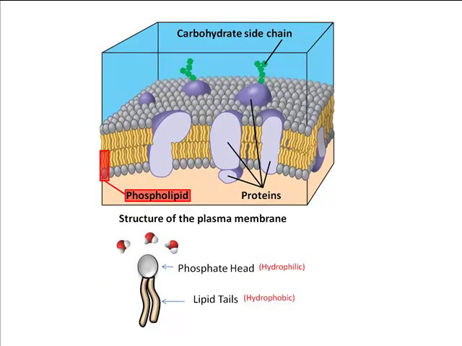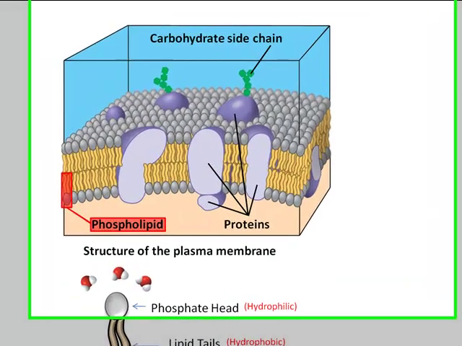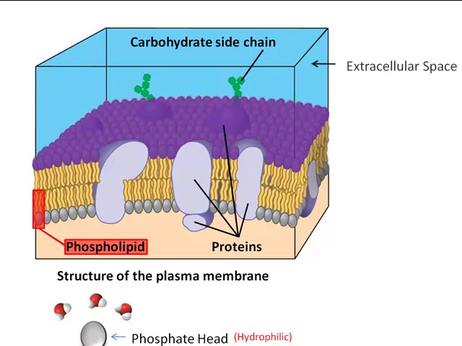Because of this structure, the phospholipids spontaneously form a two-layered membrane, or a phospholipid bilayer. This serves as the plasma membrane of the cell. One layer will be situated with its polar heads facing outward and its tails facing in, while the other layer is just the opposite. Its polar heads face inward and its nonpolar tails face out.